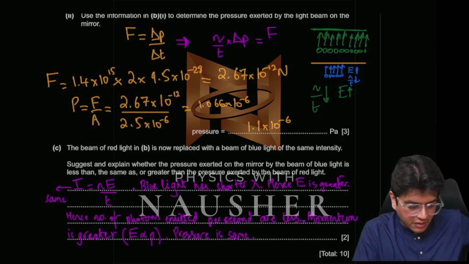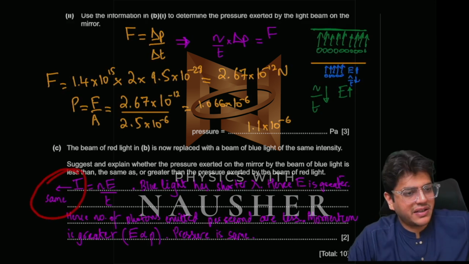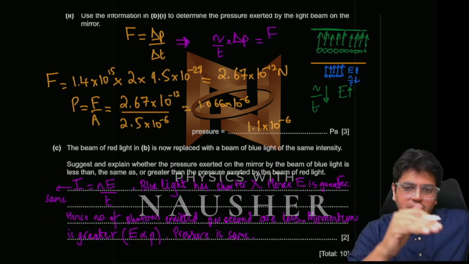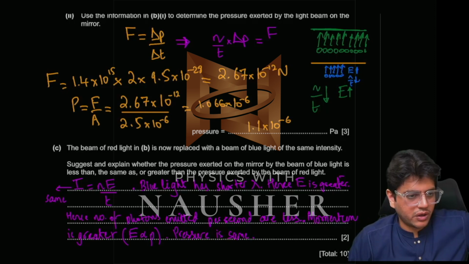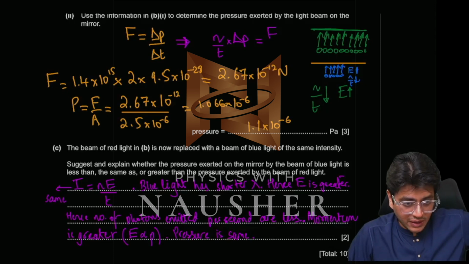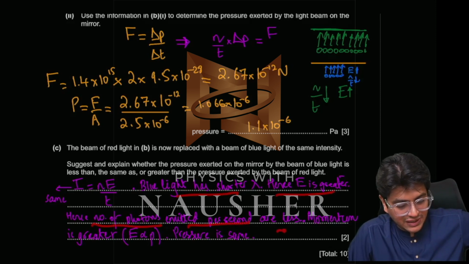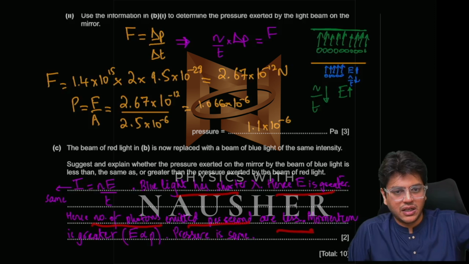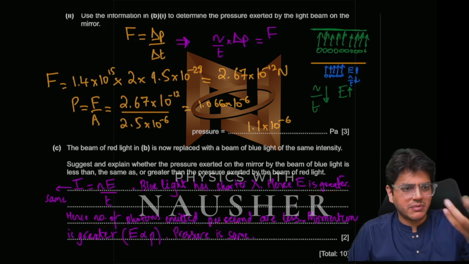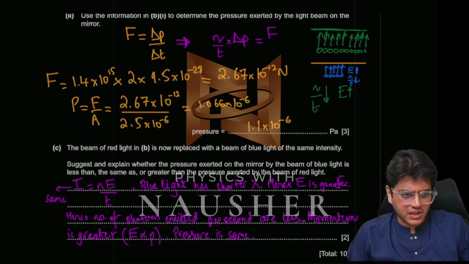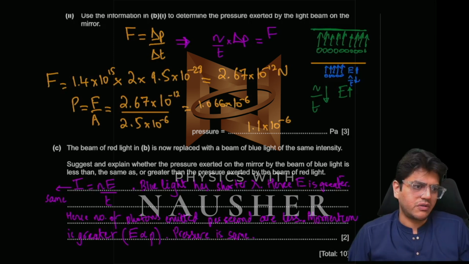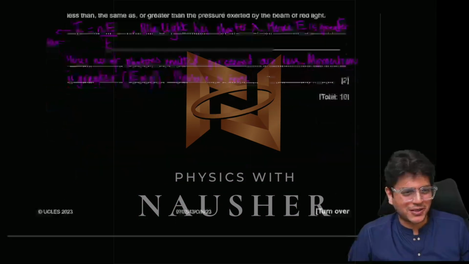Because look at this, the intensity is the same. Hence the pressure that they're exerting on the wall has to be the same. But you have to explain this. So blue light has a shorter wavelength, energy is greater, hence the number of photons emitted per second is less. n/t is less. But their energy is more. Momentum is greater, because their energy is more. Hence the pressure will be the same. No change in the pressure.